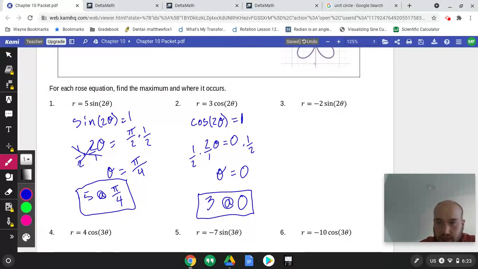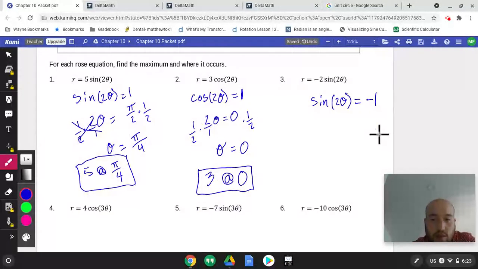So let's get focused. Okay, so once again, set that sine equal. So sine of 2 theta equals, now on this one you'll notice it was -2. So in order to get this to be a maximum, we would need sine to be a -1, because then when we multiply it will be negative times a negative, it'll cancel, become +2. Okay, so we need it to be at -1.